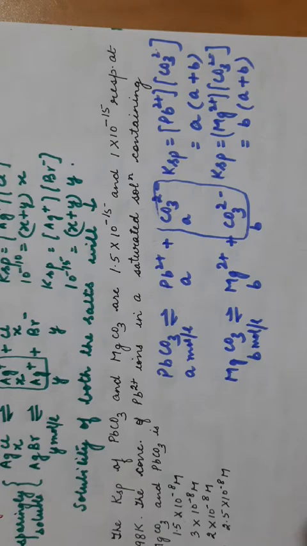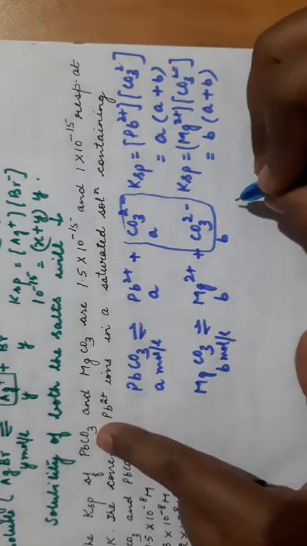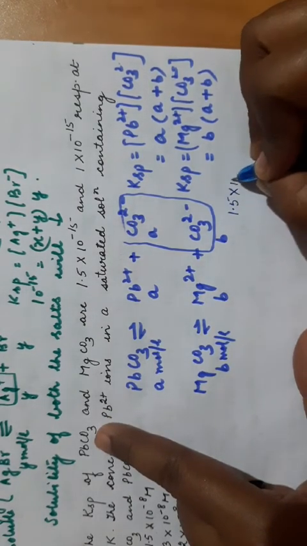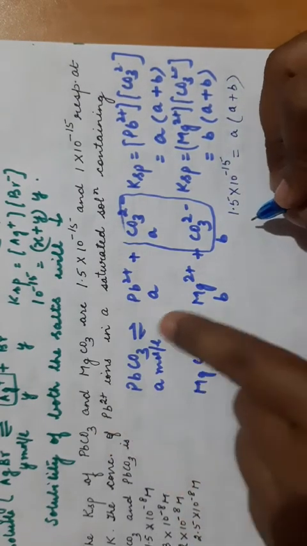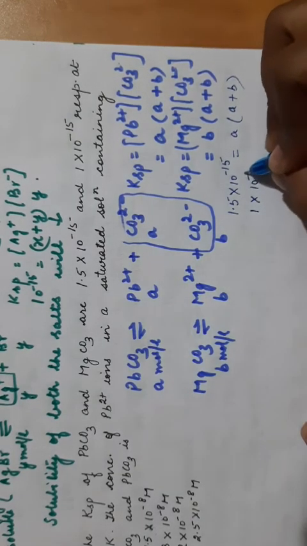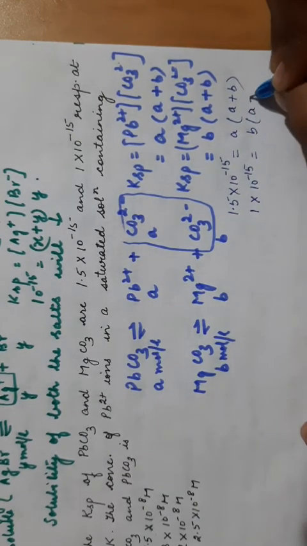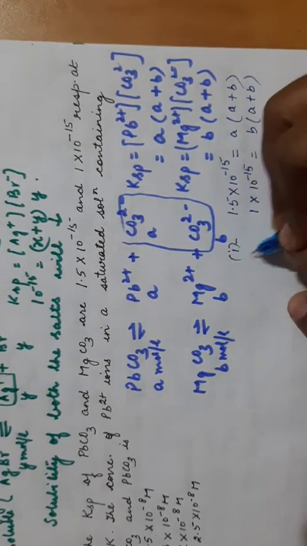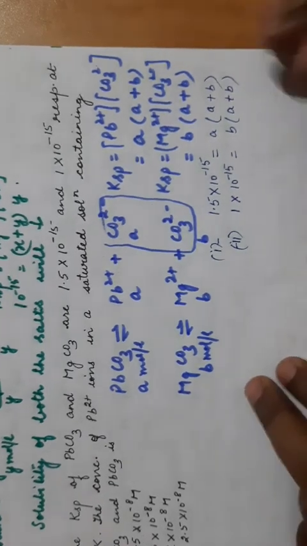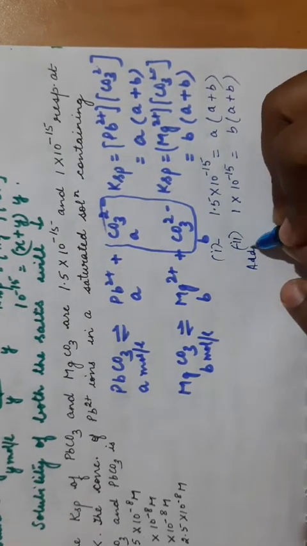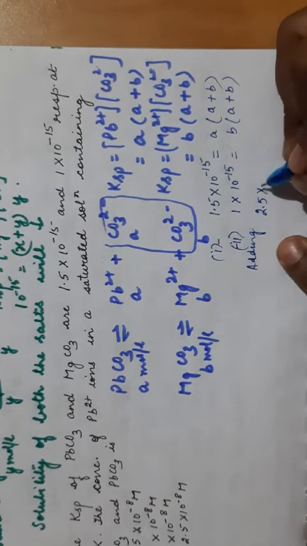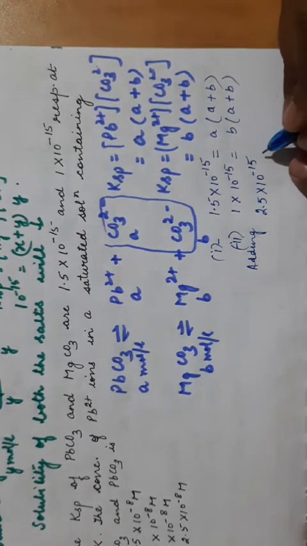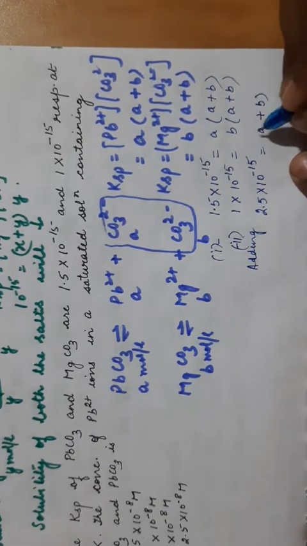This is the Ksp for magnesium carbonate. Now let us put the values here. If we put both Ksp values, the Ksp of lead carbonate is 1.5 into 10 power minus 15, equal to A into A plus B. For magnesium carbonate, 1 into 10 power minus 15 is equal to B into A plus B. This is equation 1, this is equation 2. Adding both the equations, what will you get? 1.5 plus 1, 2.5 into 10 power minus 15 is equal to A plus B whole squared.